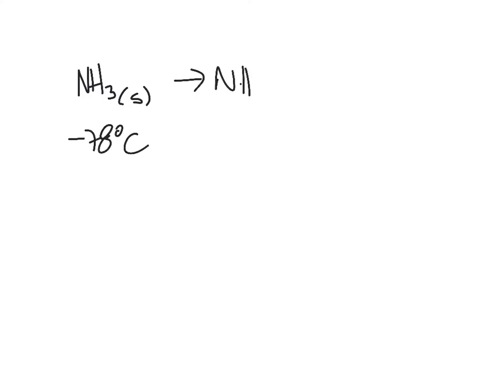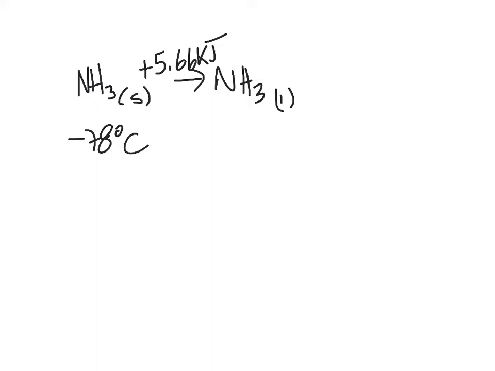Okay. NH3 solid melts at negative 78 degrees Celsius, and then gives the equation NH3 solid plus 5.66 kilojoules. And then you have the rest up there.